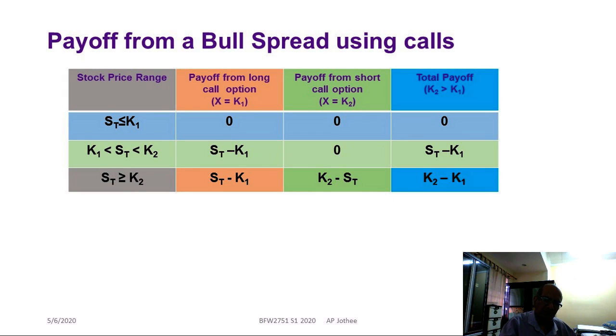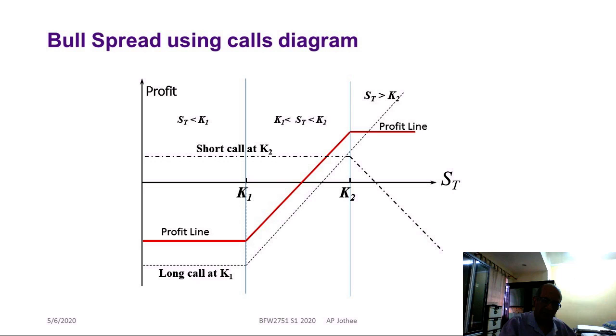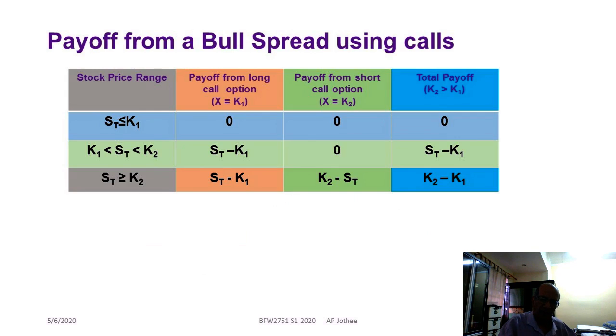The stock price range, if its ST is below K1, if you look at the diagram again, when the ST is below K1, nothing is exercised. Your long call is not exercised. Your short call is also not exercised because the ST is below here. No point of exercising anything. Therefore, payoff from the long call is 0. Payoff from the short call option which you sold is also 0. So the total payoff or the profit function is 0.